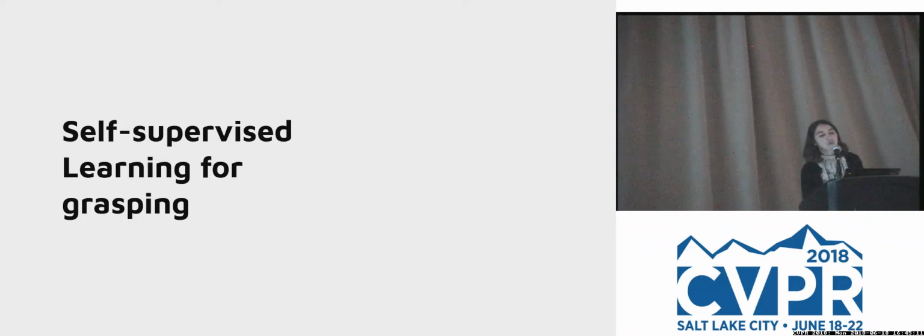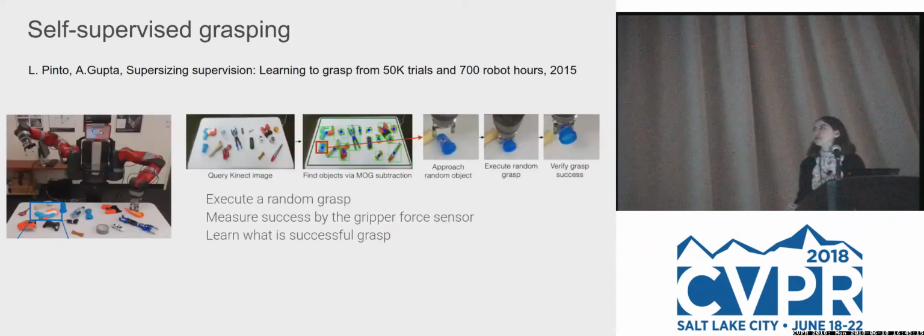So let's see now how we can apply self-supervised learning in the context of grasping. Pinto and Gupta showed this very interesting way of collecting data for grasping and also for directly learning grasping. So far we have talked a lot about learning features that we can use later or help some other tasks. But this work actually showed that you can directly learn good grasp.